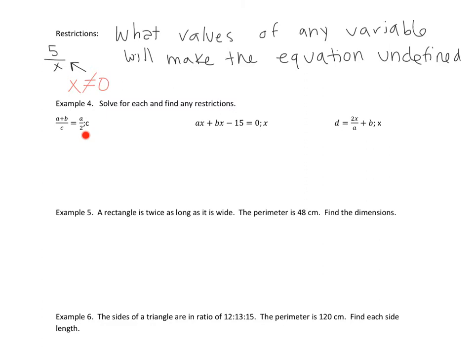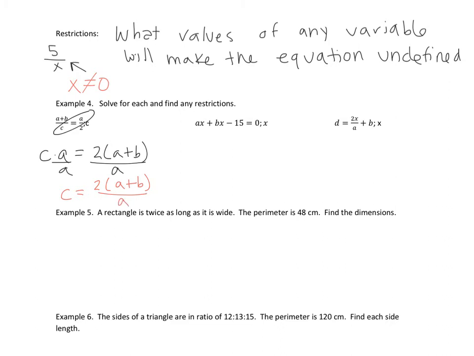So to solve for C, I have two equal ratios. So what I do is I cross multiply. So this is going to be C times A equals 2 times the quantity A plus B. I'm trying to solve for C, so I'm going to divide both sides by A, like this. So my final answer is C equals 2 times A plus B all over A.